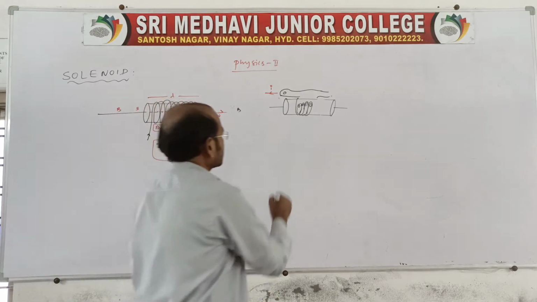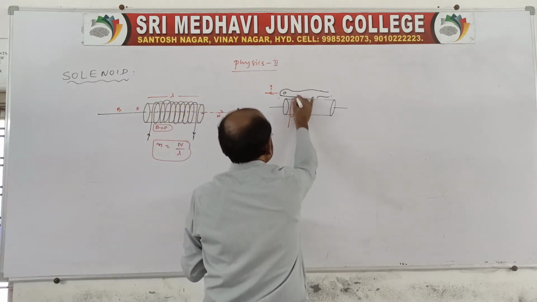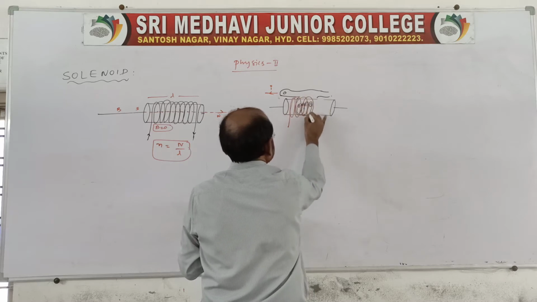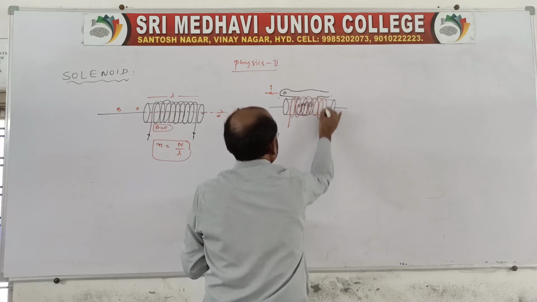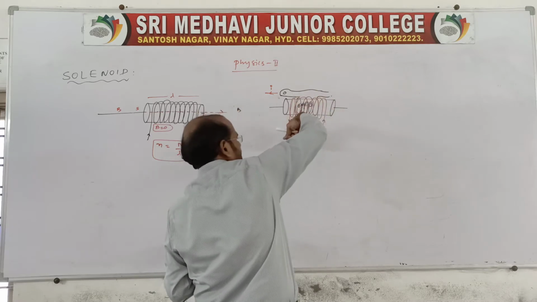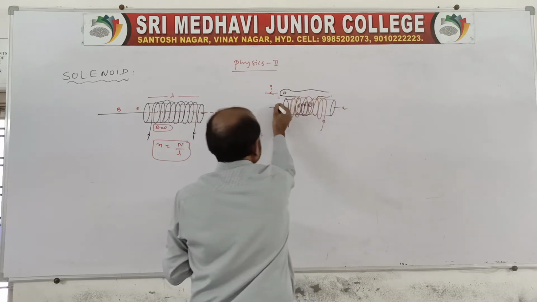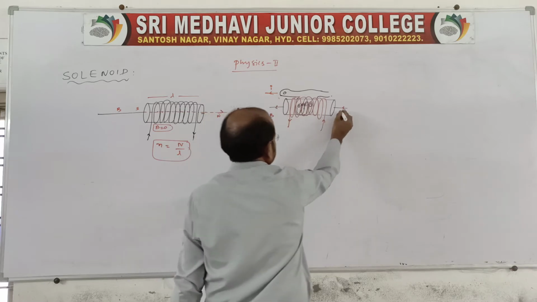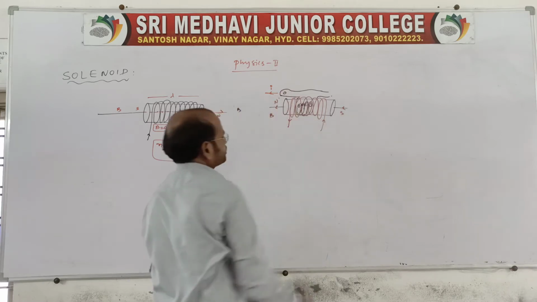We can also take the wire as wound like this. The direction of current is like this, entering from here, therefore a magnetic field is produced, and the magnetic induction will be like this. Here it is south, north.